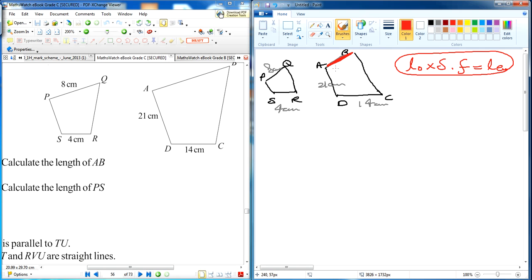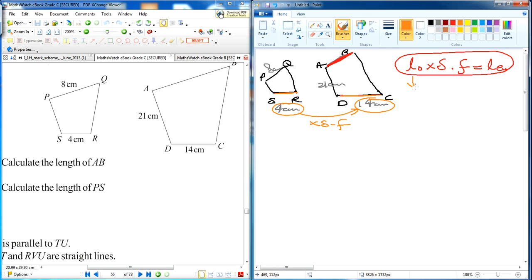So, Samara, can you give me two lengths which correspond on the diagram? 4 and 14. Lovely. So what do I mean by 4 and 14? Why is 4 and 14 corresponding? Because SR is on the bottom and DC is also at the bottom. They both correspond. They're in the same position.